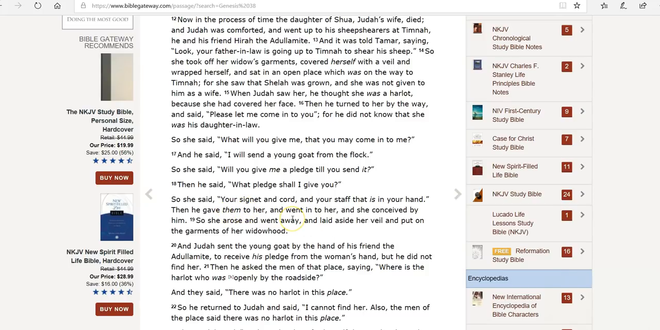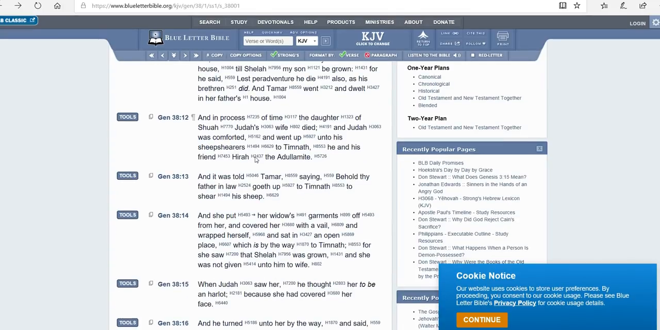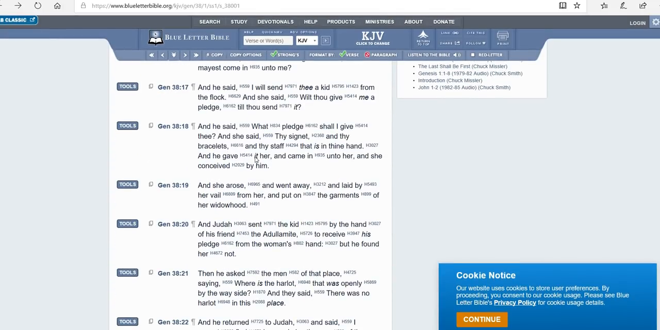This is what she asked as surety, okay? That goat would come back to her. She's holding on to some of his stuff, okay? So let's take a look at this. In Genesis 38, I'm going into Blue Letter Bible because I want to take a look at these Strongs, and we're going to go down to see where that was. I should have looked at the verse.